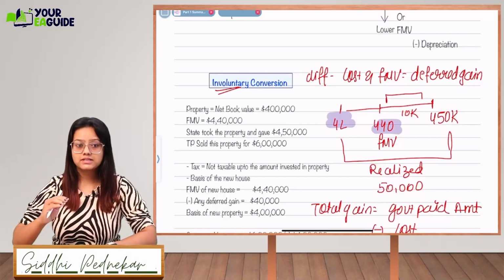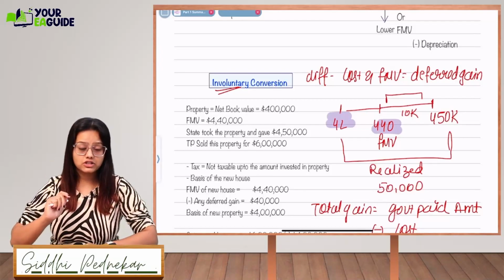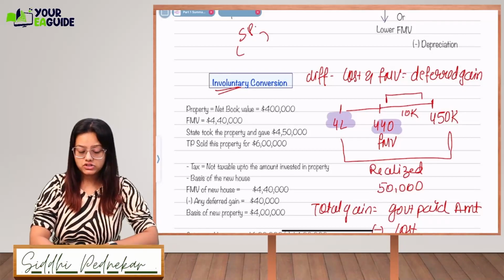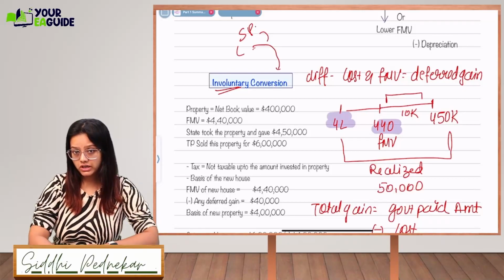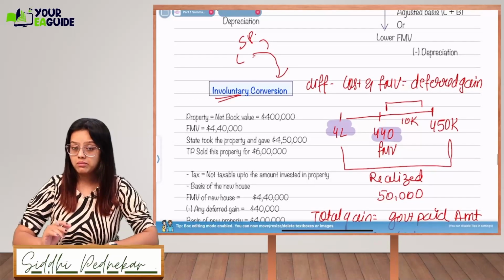This means that this is a sale of property. But in case of a normal sale, we directly take the sales price, whatever benefit we have received, minus cost. If we do the same thing over here, it is not feasible for a taxpayer to pay the whole amount of tax on that.